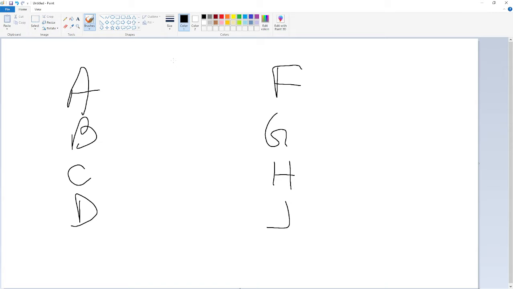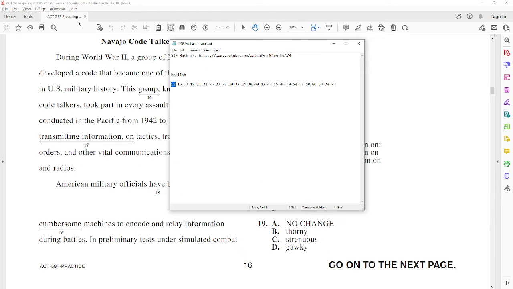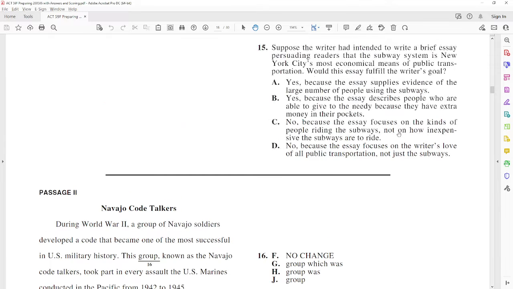I've also made this little chart here that has the letters so that as I work these, I can cross out the ones I say are wrong, check mark the ones I claim are right, and put a question mark to those that confuse me or upset me, or one or the other. So 15 is the first one.